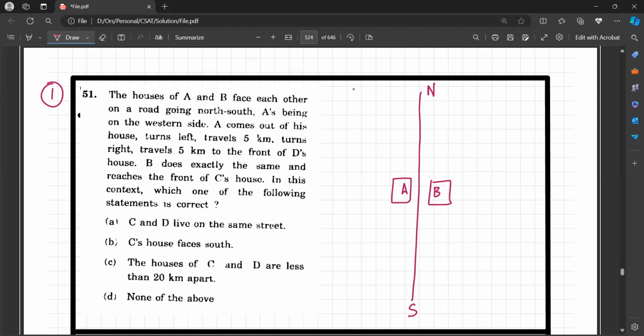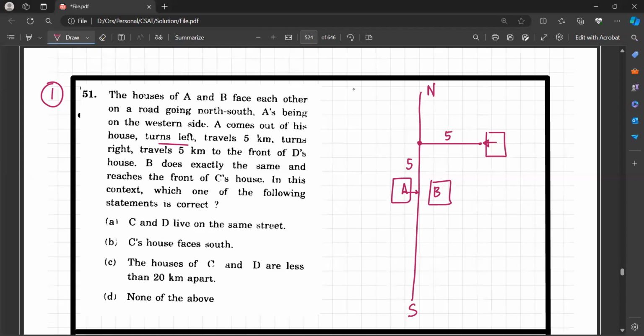A comes out of his house, takes a left turn, travels 5 kilometer, takes a left turn, travels 5 kilometer, turns right, travels 5 kilometer, turns right, travels 5 kilometer, to the front of D's house. That means D's house is facing this side.